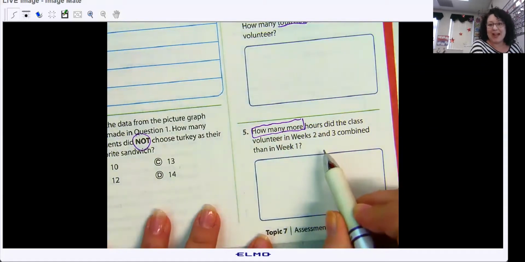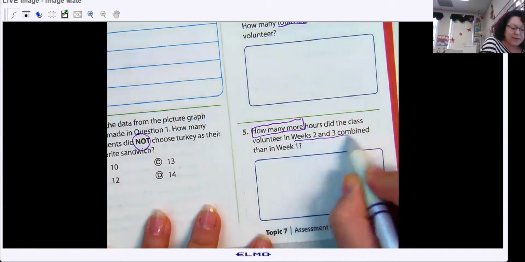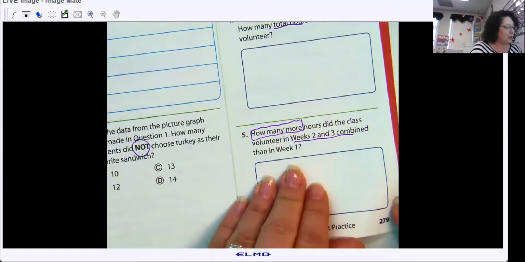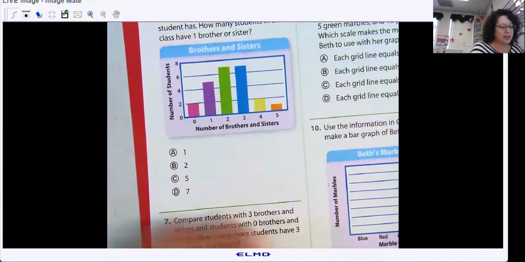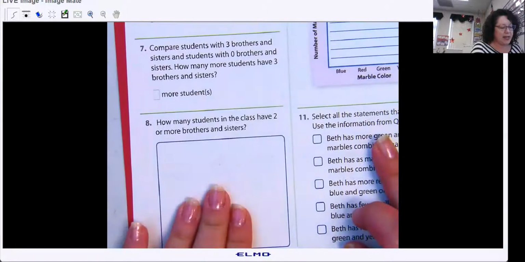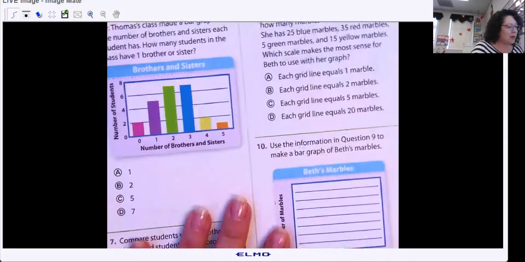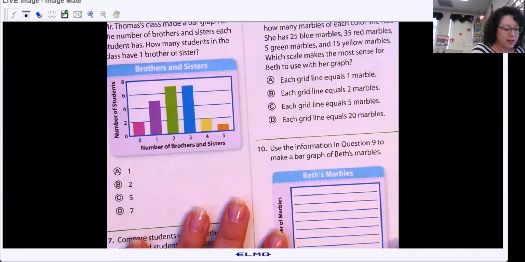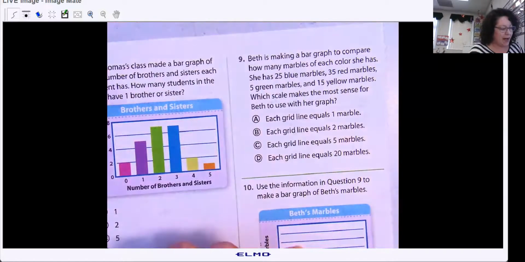We did some practice of these in weeks 2 and 3 combined. Remember what that means? And then week 1. So that one's fine. Number 6 is fine. 7, fine. 8. You just got to read them. Fine. Let's see. 9 should be fine. 10, you're going to use this information to make a graph.